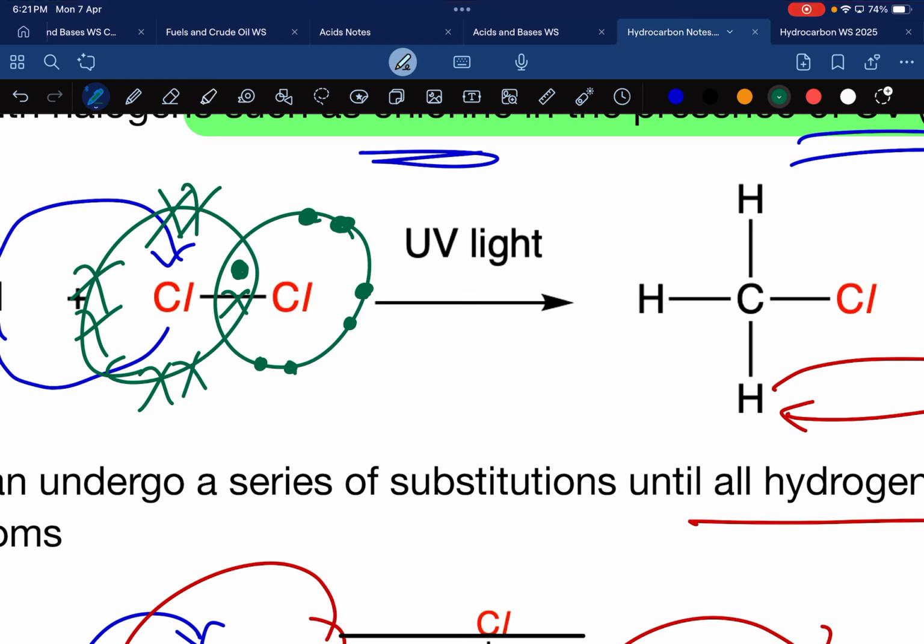Both got 8 electrons, right? A covalent bond. They are stable, isn't it? If they're stable already, will they react? No, right? So what do you think your UV light does? It breaks them. UV light breaks this bond, and then each chlorine atom is free to react. How does it break? This energy.